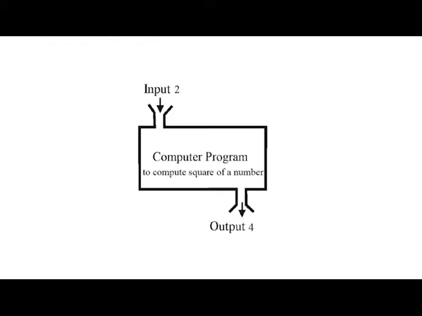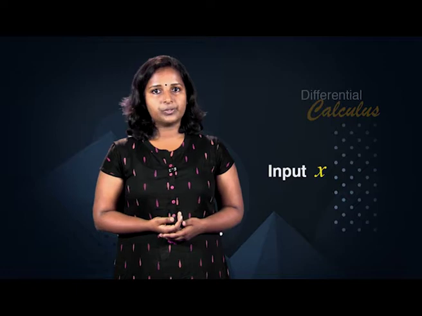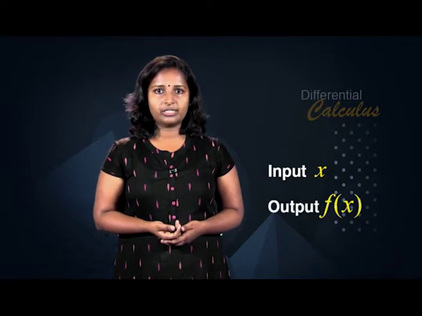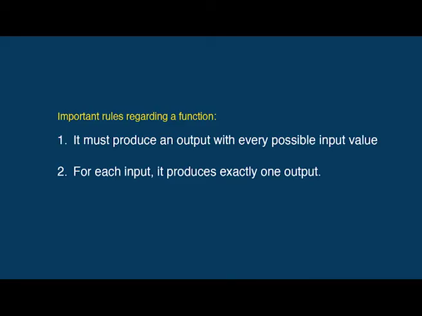For example, associated with the input 2, the computer program that squares a number produces exactly one output 4. Based on this idea, a function f is a rule that assigns a unique output to each input. If the input is denoted by x, then the output is denoted by f of x. Remember two important rules regarding a function. First, it must produce an output for every possible input value, and second, for each input it produces exactly one output.